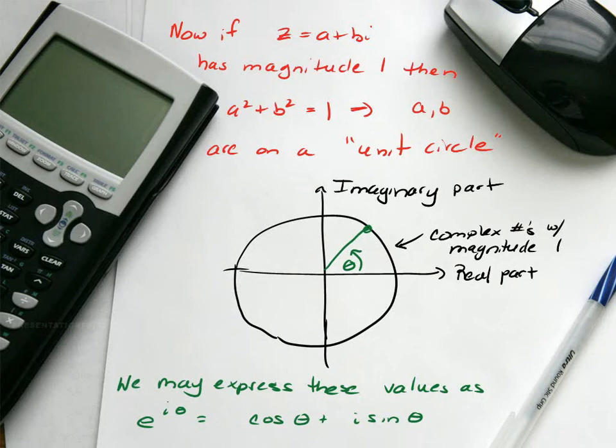And what's really cool is that you can express the values on this unit circle by something called Euler's formula, which is probably the first thing you see in complex analysis, as e to the i theta, which is cosine theta plus i sine theta. So you really know what those real and imaginary parts are for all of those complex numbers that appear on the unit circle.